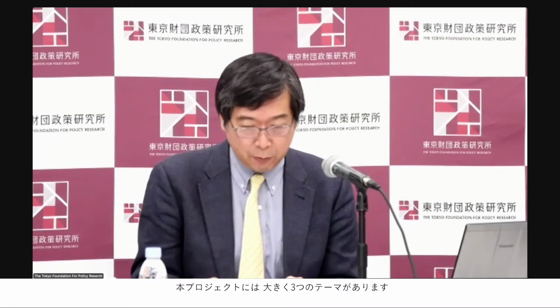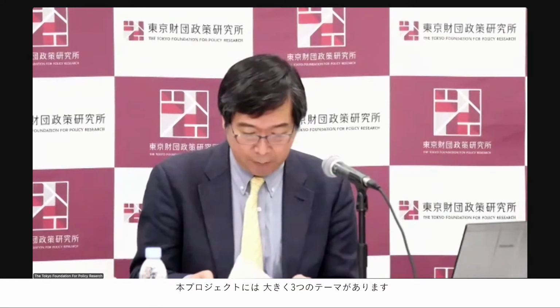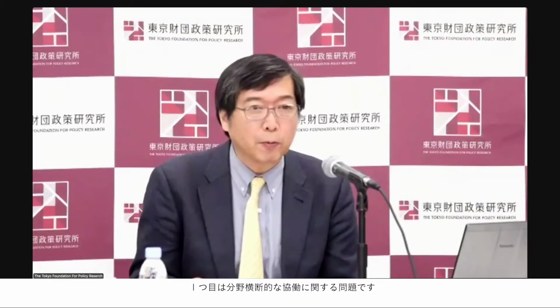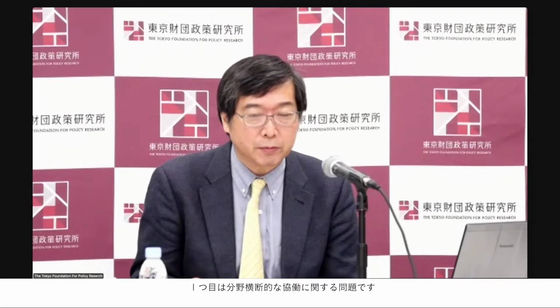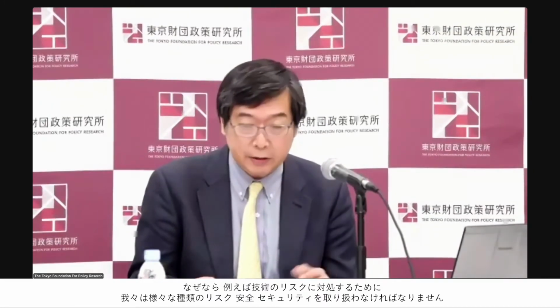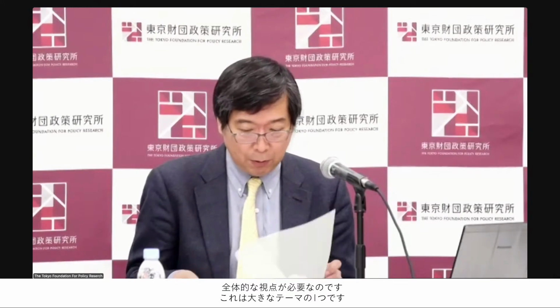In this project, we have three big themes. The first one is the issue of cross-sectoral collaboration. Because, for example, for dealing with the risks of the technology, we have to deal with different types of risk, such as safety or security and so on. So we need to have a holistic view on that. That's one of the big themes.